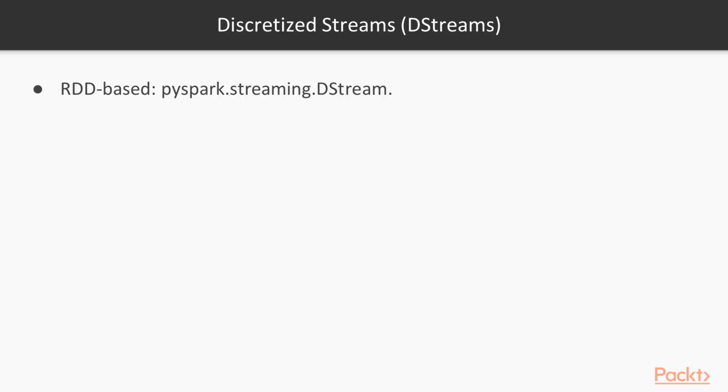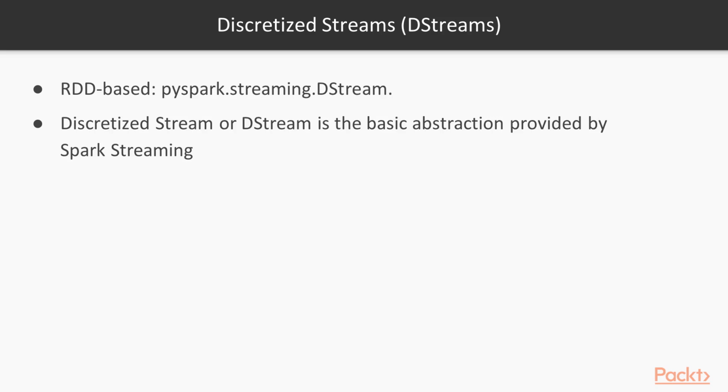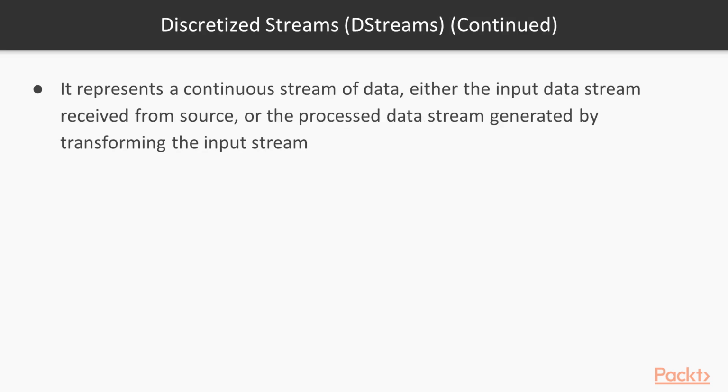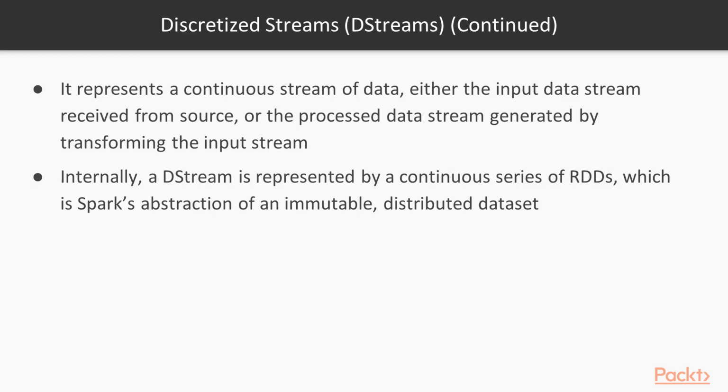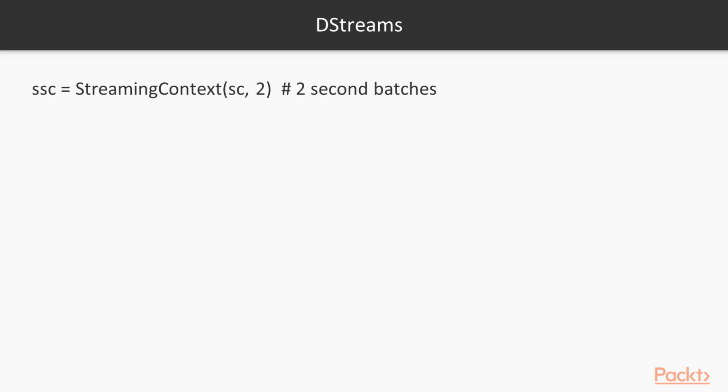DStreams are RDD based. It essentially means discretized stream, and that's the basic abstraction provided by Spark Streaming. It represents a continuous stream of data, either the input data stream received from a source such as Kafka, or the processed data stream generated by transforming the input stream. Internally, a DStream is represented by a continuous series of RDDs, which is Spark's abstraction of an immutable distributed dataset.